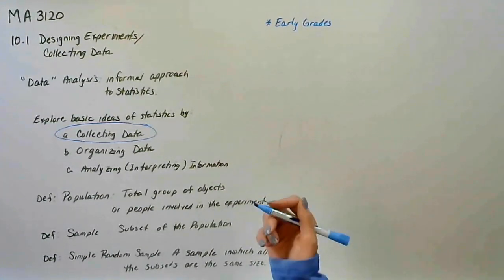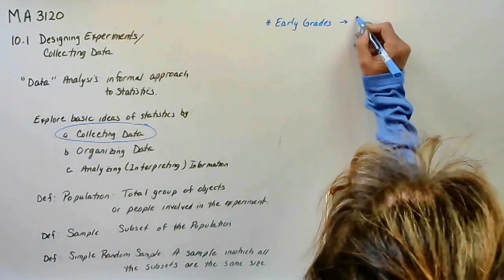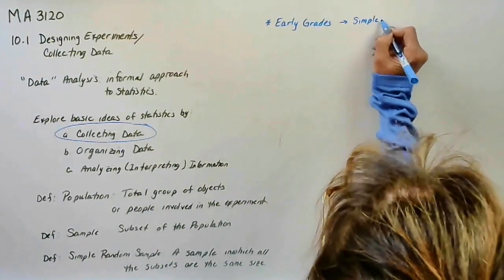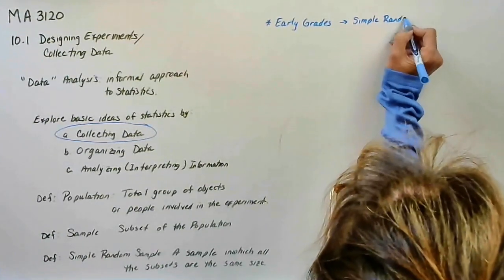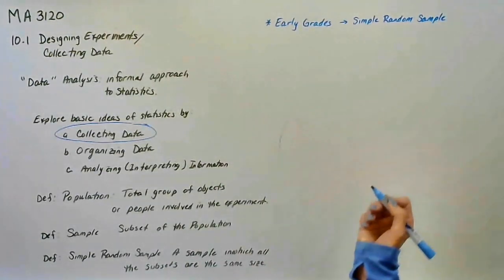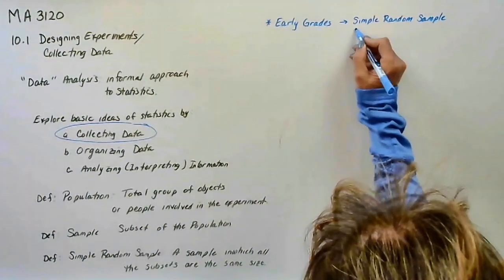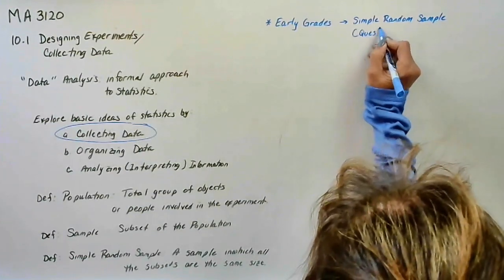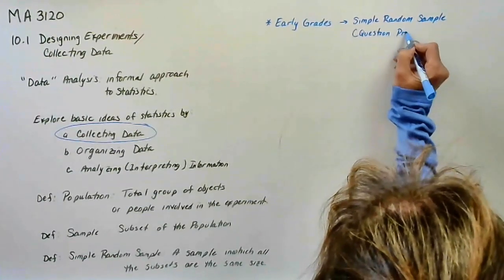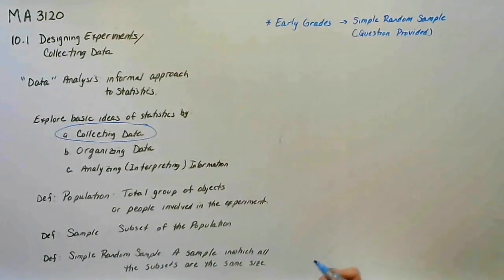With early grades, with the beginning step, you want to start with a simple random sample. I'm going to give you an example, so hold on. More than likely, when you're working on experiments in elementary school, you provide the question for them. I'm going to give you an example here in a minute. We'll walk through it.